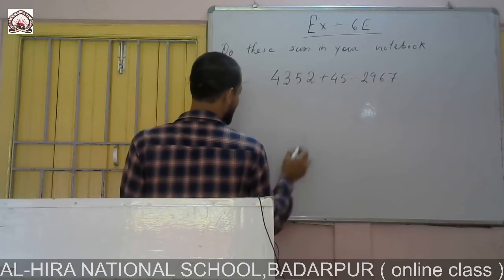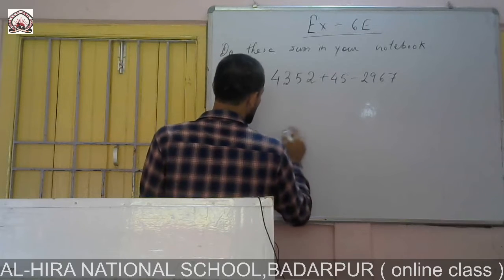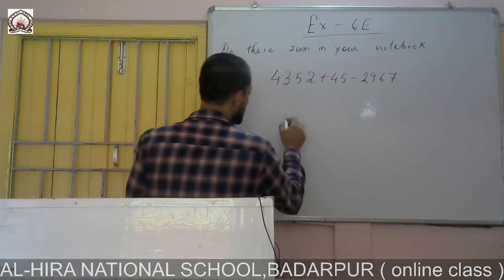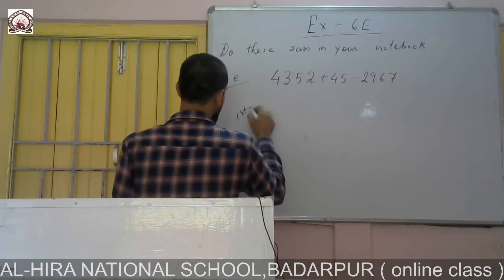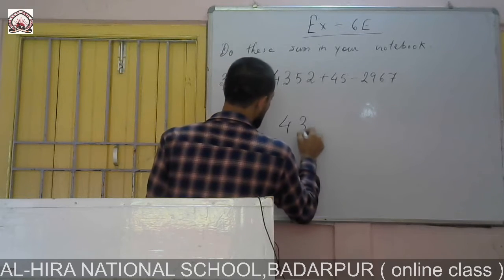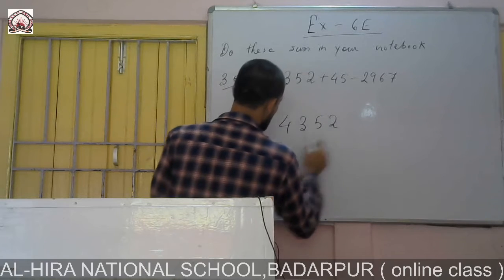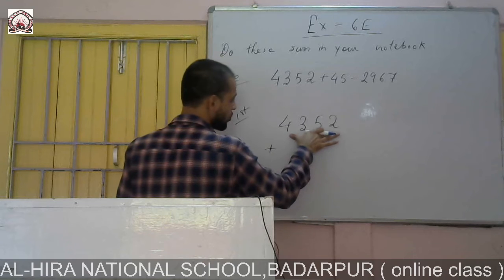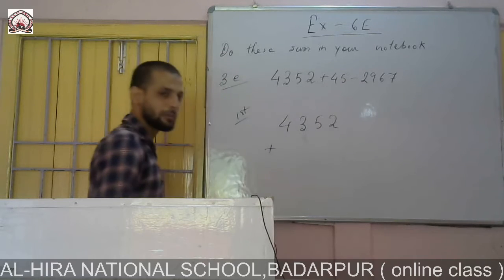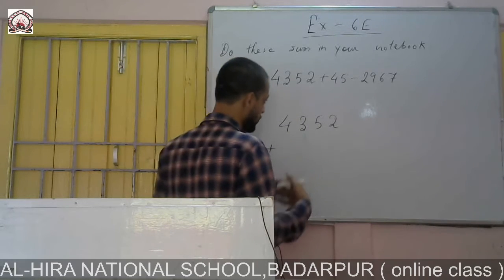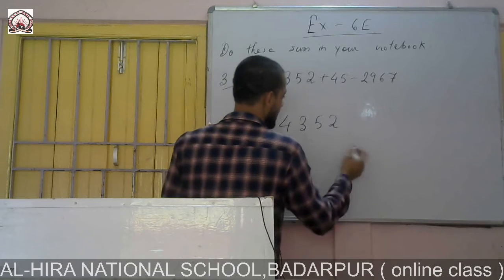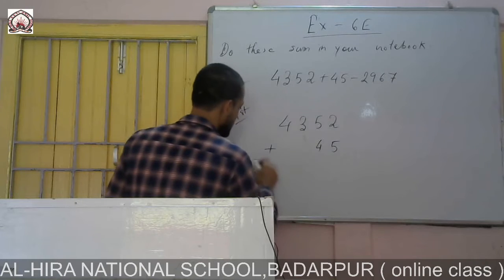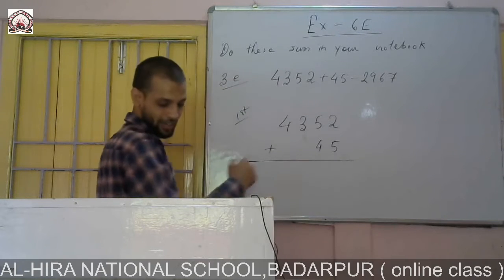At first let us add these two numbers. So here you can see one number is of 4 digits and the other is of 2 digits. So here we will write the first part: 4352 plus 45. Maybe sometimes we may get confused. So let's start from the right side. Here 5 comes in the 1's place and 4 comes in the 10's place. So we have to add these two numbers.